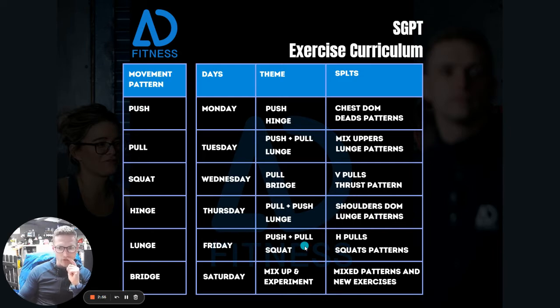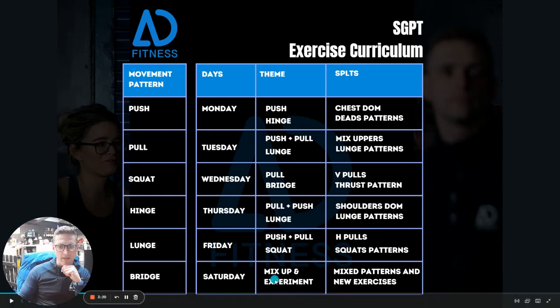On Friday, again we're doing mixed uppers, push and pull, but we're putting emphasis on horizontal pulls, which is pulling across the body, and it's also squat day. So on a Friday we're doing squat pattern movements. If you have ever done a squat before, you'll know what we're talking about. That's the typical exercise with a barbell on the back and we're squatting down. We'll be doing variations of that. And that's how Friday looks.